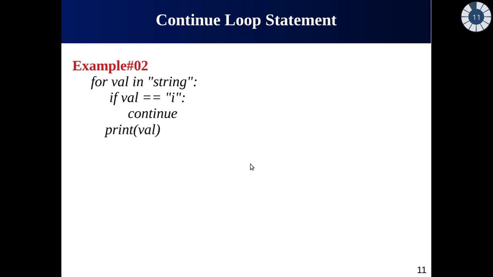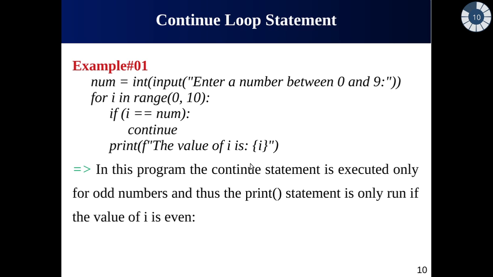The first example is simple. It's like the previous case. We are declaring a variable. The name of the variable is norm, and then we are requesting the user to provide an input value. The value provided by the user must be between 0 and 9. So we are using the for loop. Here the variable is i, and the range is 0 to 10. So the loop will be executed 10 times, excluding 10, starting from 0.